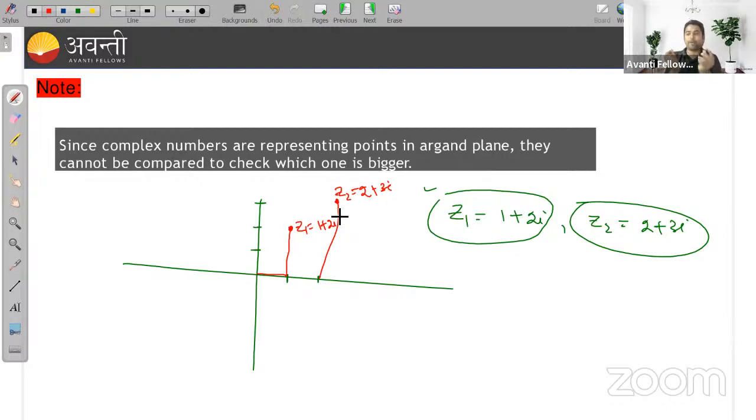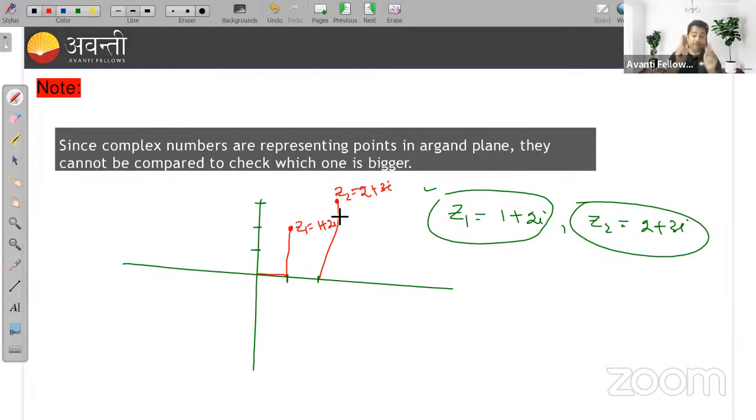So we cannot compare between two points. I cannot say this point is bigger than this point, or this point is smaller than this point. So this is not the way to compare two points. We cannot compare two points, which is bigger or which is smaller.